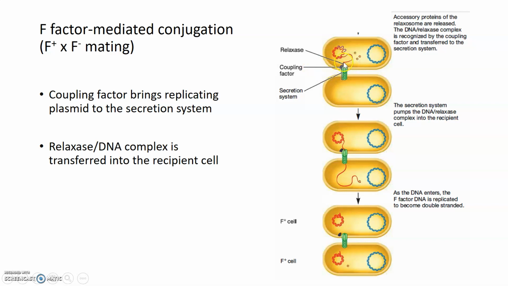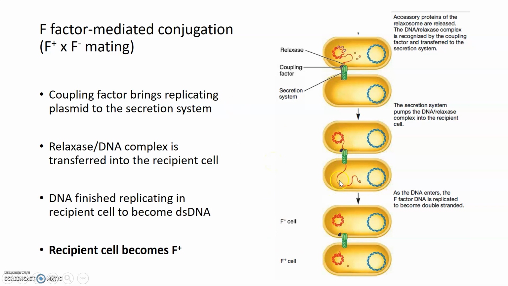Coupling factor then brings this unwinding plasmid to the secretion system and the sex pilus and localizes it here, and then begins feeding that single-stranded piece of DNA through the sex pilus from the F positive cell into the F negative cell. An enzyme called relaxase remains associated with the DNA through this process to keep this DNA unwound until the entire plasmid has been moved into the F negative recipient cell.